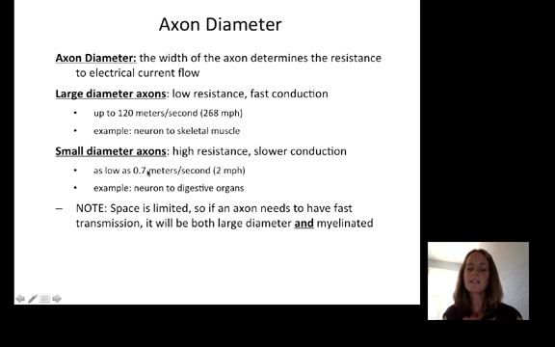Smaller axons, especially if they're unmyelinated, will be high resistance and they will conduct slower, and they will go 2 miles an hour or 0.7 meters per second. These will be slower signaling, for example, neurons to digestive organs. So space is limited. If an axon needs to be super fast, it's going to be both large diameter and myelinated.